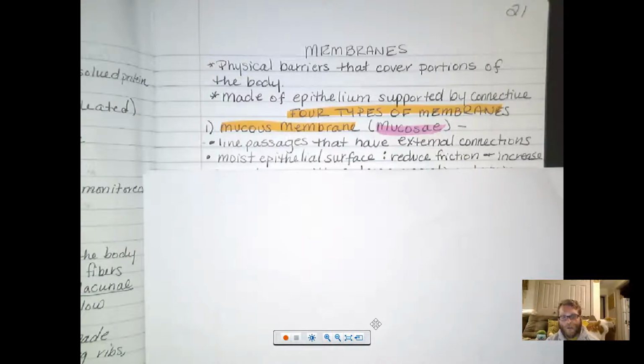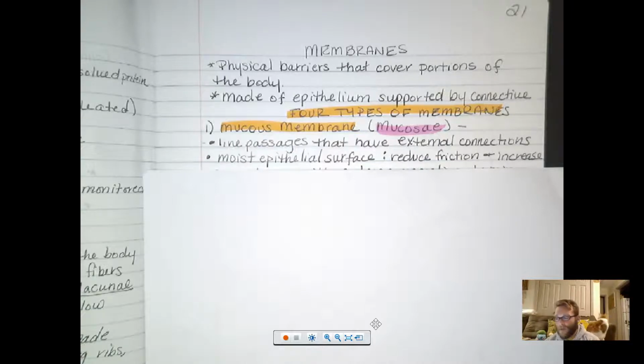So for most mucosae, you have a moist epithelial surface, right? The outside surface is very wet, because you have that mucus secretion being produced by those epithelial cells. That moist epithelial surface is there to do two things. One, it reduces friction, so stuff running against the mucus doesn't end up scathing and being abrasive and damaging it.